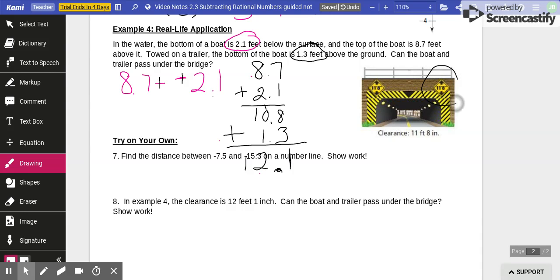However, to pass under this bridge, it needs to be 11 feet 8 inches. Unfortunately, our height of our boat is in the 12-foot range. So it says, can the boat and trailer pass under the bridge? No, it cannot. Go ahead and pause the video and try the next 2 examples on your own.